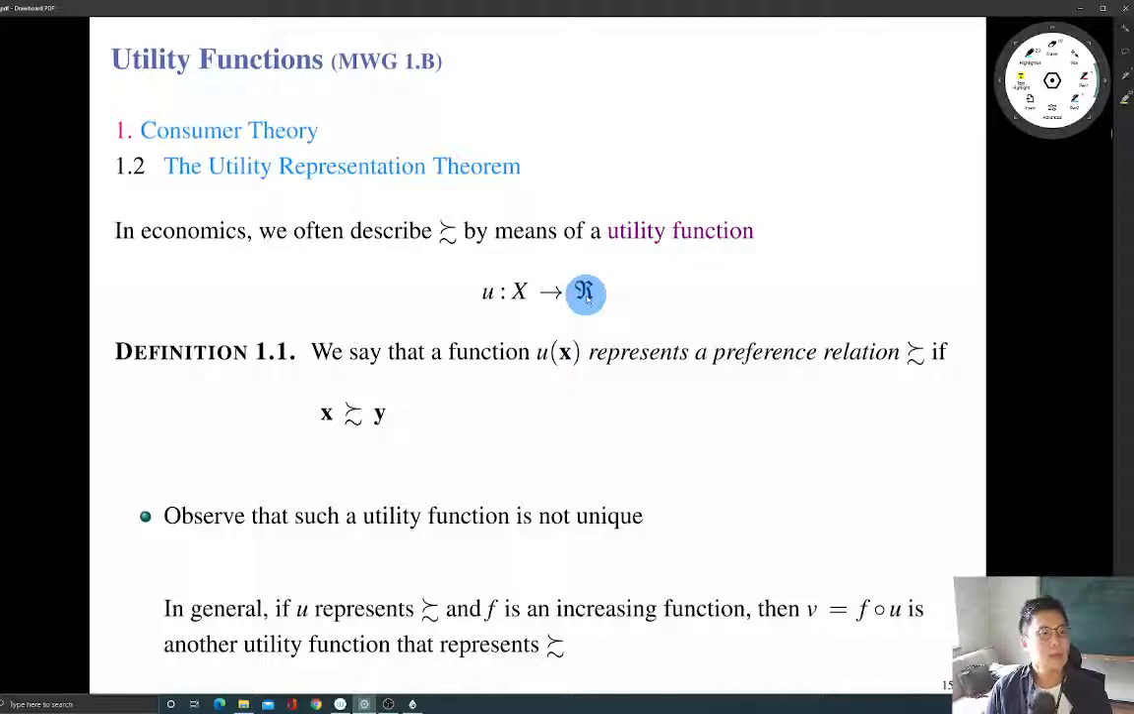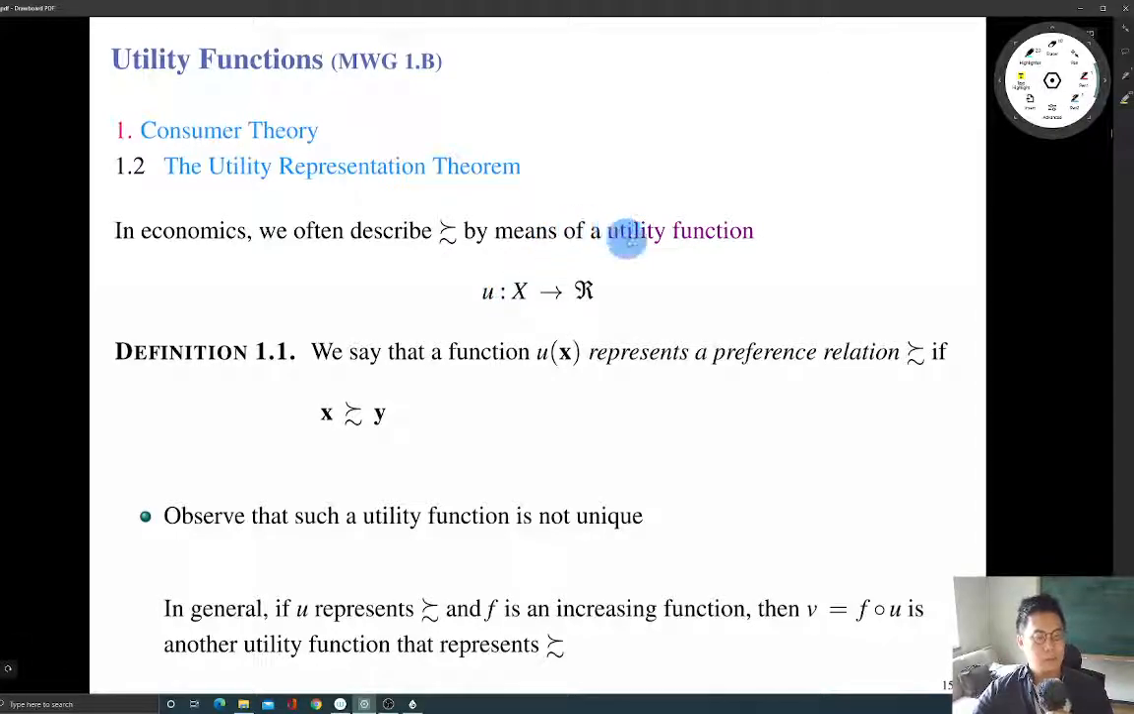Okay? And the second benefit is, although bundle x, an element in this consumption set, is an L-dimensional vector, its value, u of x, is a real number. Okay? So with this utility function, we don't have to work with an L-dimensional vector. Instead, we can simply work with a scalar that is much more convenient. So utility function reduces the dimension of the problem from L to 1, so that is also good. Okay?